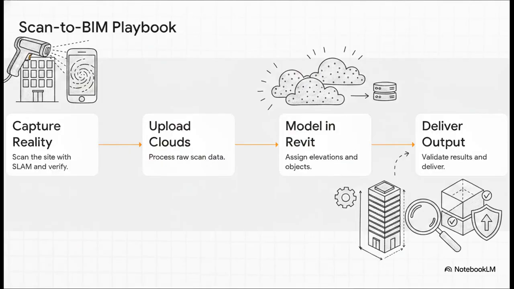Simple as that. So here is the exact Scan-to-BIM playbook for getting maximum efficiency out of this. Step 1, capture the site quickly using SLAM technology and verify your coverage right on your mobile device. Step 2, upload and process those raw point clouds so the data is actually project ready. Step 3, assign your elevations and configure building components directly inside Revit. And finally, Step 4, run a strict QA/QC validation check against your fused point clouds and panoramas so you can deliver a bulletproof BIM model.